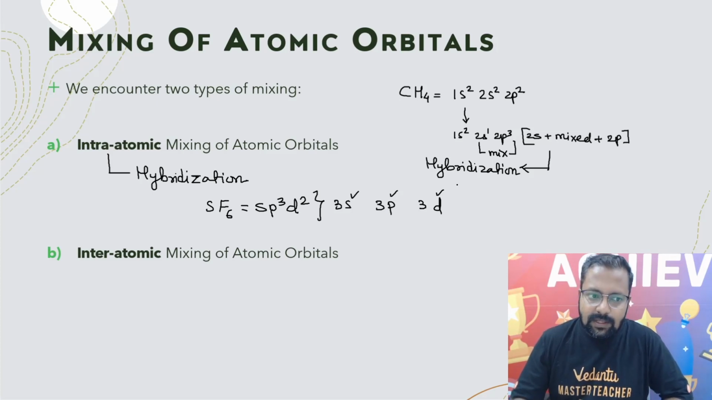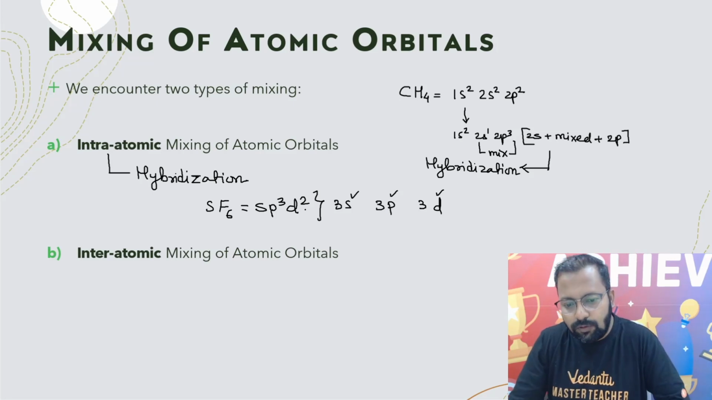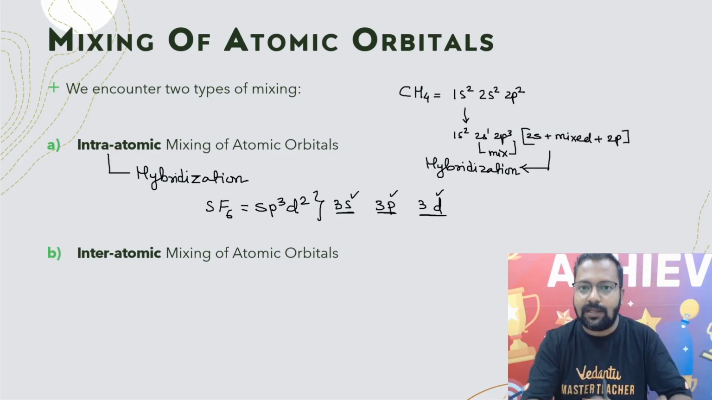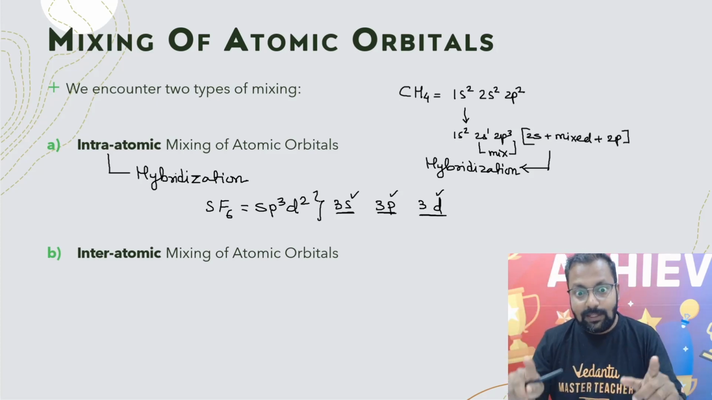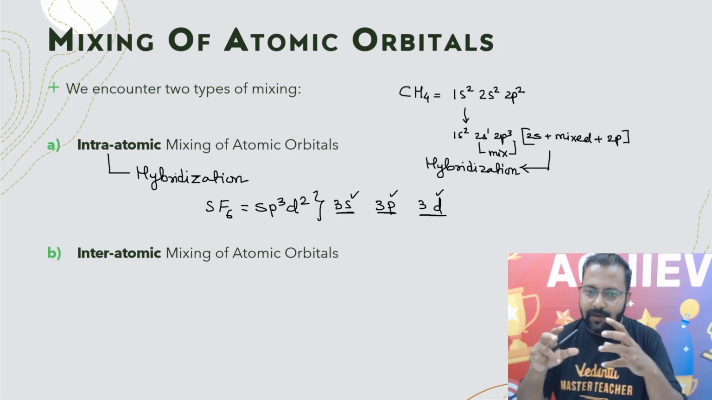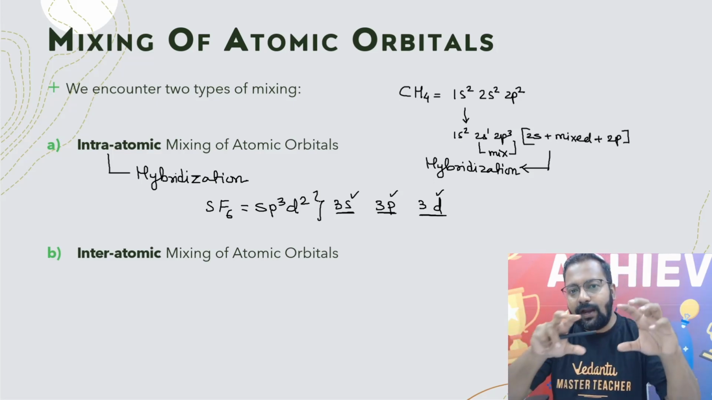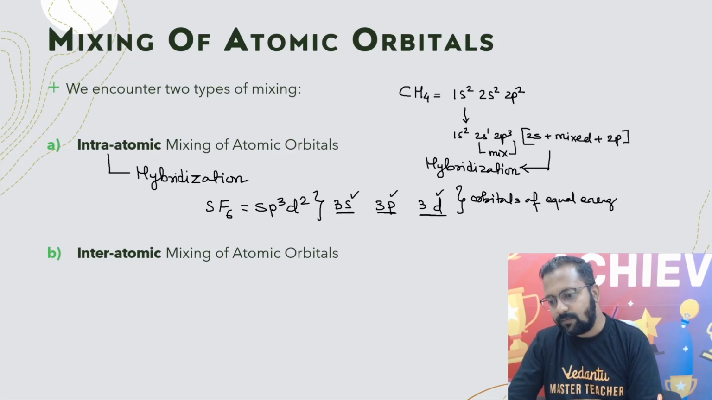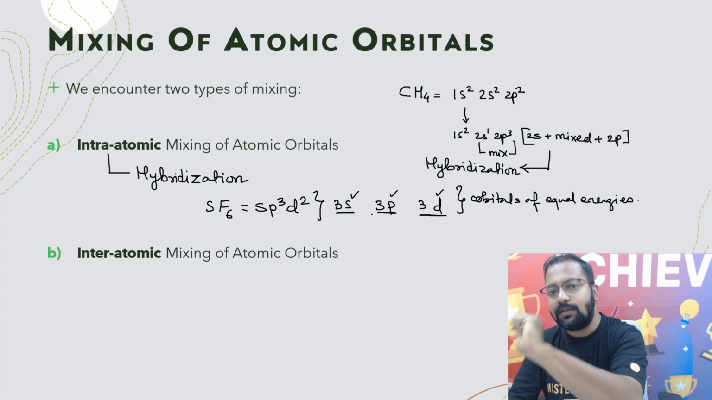Okay, जब ये intra atomic mixing होती है ना, तो ऐसा थोड़ी है कि 3s और 3p और 3d इनकी energy same है. Do they have same energies? 3s, 3p, 3d, do they have same energies? No, they do not have same energies, yet you mix them. So when intra-atomic mixing takes place, then even though the atomic orbitals have different energies, they mix to create orbitals of equal energies. Okay, even though the energies of these orbitals are different, you can mix them.